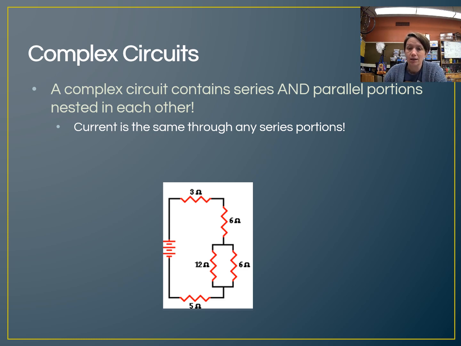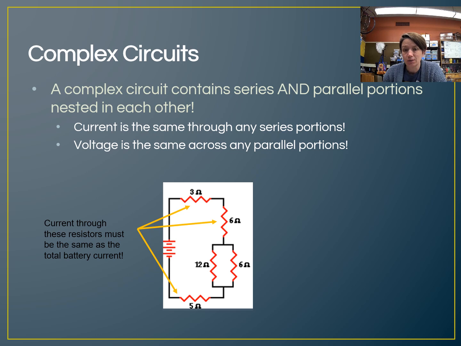So any series portions of this graph have no junctions in them, and therefore the current is going to be the same through any portions of this circuit that are in series. So in this circuit drawn, it doesn't matter where the resistors are. The 3 ohm, the 6 ohm, and that 5 ohm resistor on the bottom are all in series with the battery, and therefore the exact same number of electrons every second have to be passing through all 3 of those locations. So I, for all 3 of those resistors, will be the same.